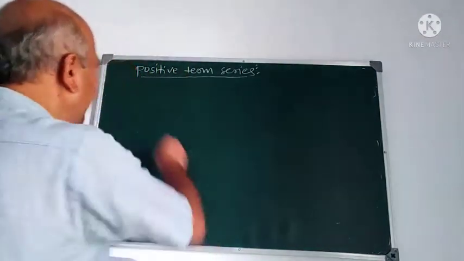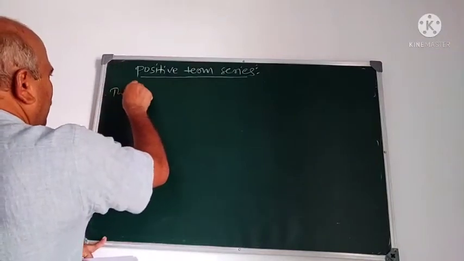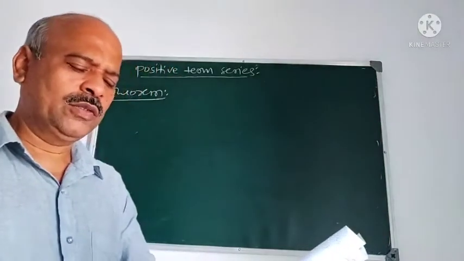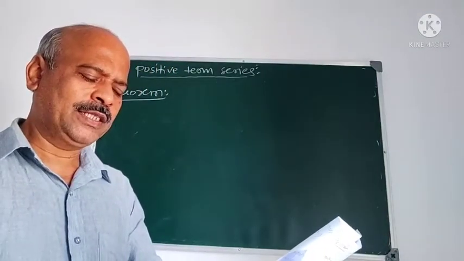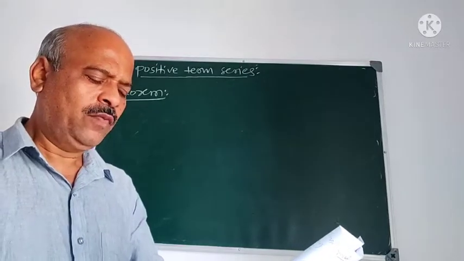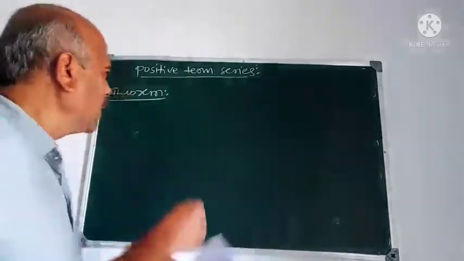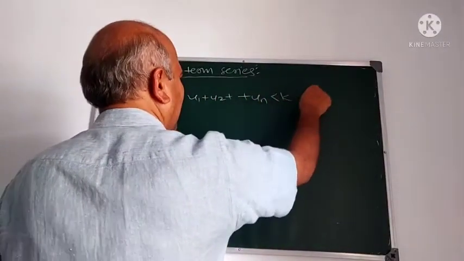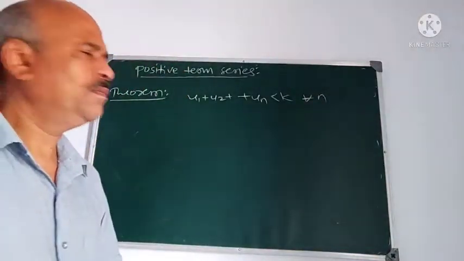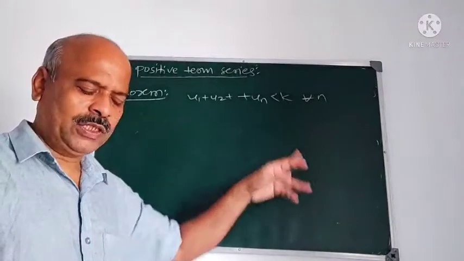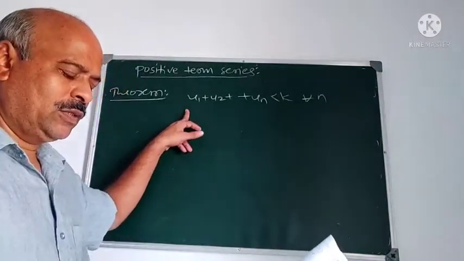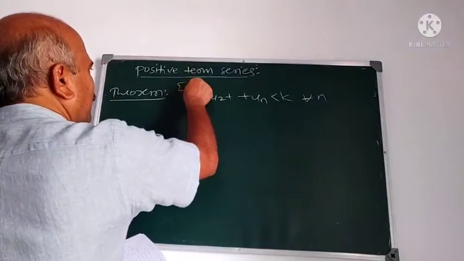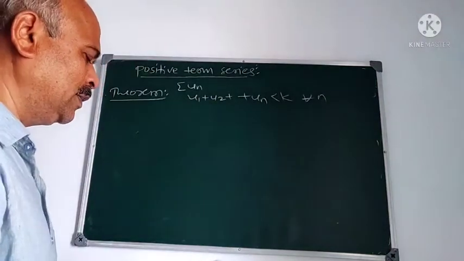Now I take this theorem. Theorem is: a series sigma un of positive terms converges if and only if there exists a number k such that u1 plus u2 plus etc plus un is less than k for all n. That is what I explained now. A series of positive terms sigma un converges if there exists a positive number k so that u1 plus u2 plus etc is less than k, if and only if. The proof is like this.